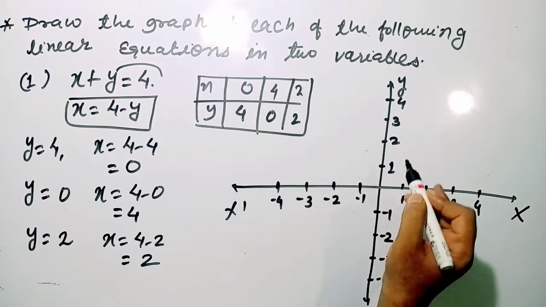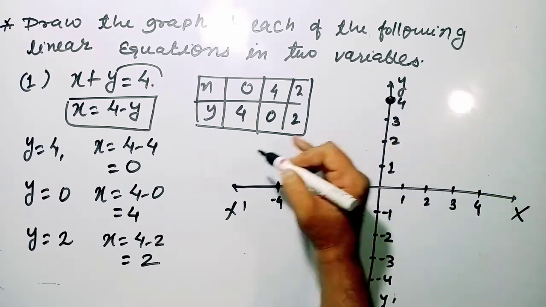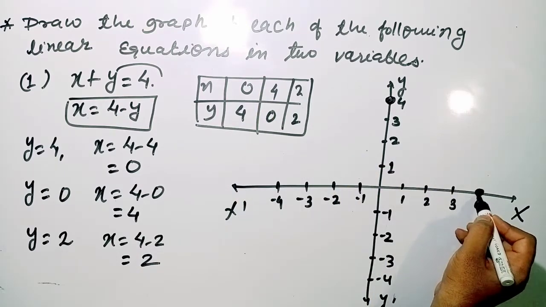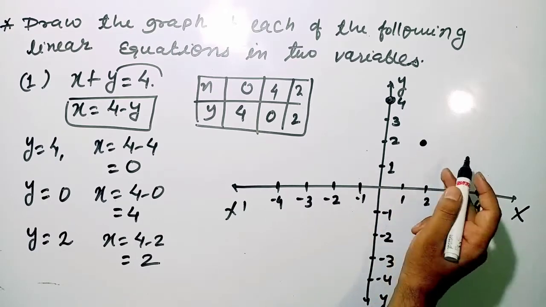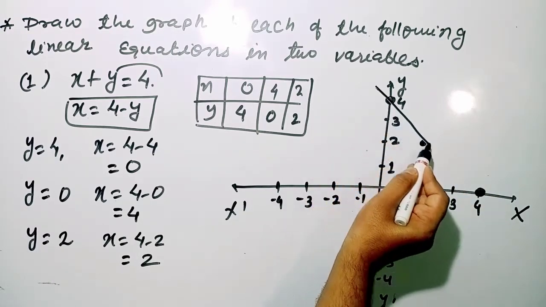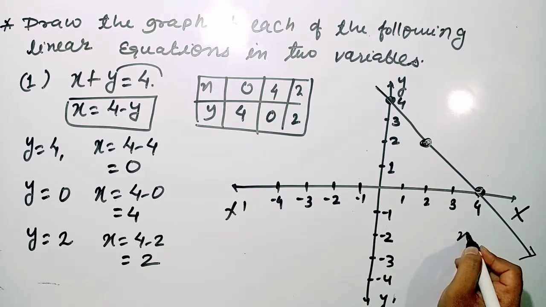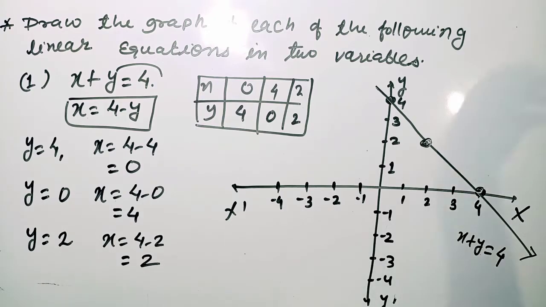Now first of all, we will plot 0 and 4, so 0 and 4 will be over here, then 4 and 0, x is 4, y is 0, so 4 and 0 will be here, 2 and 2, x is 2, y is 2. You can see that these points are collinear, so drawing the line through these points, x plus y is equal to 4. Okay students, in this way we can plot the graph of a linear equation with two variables.